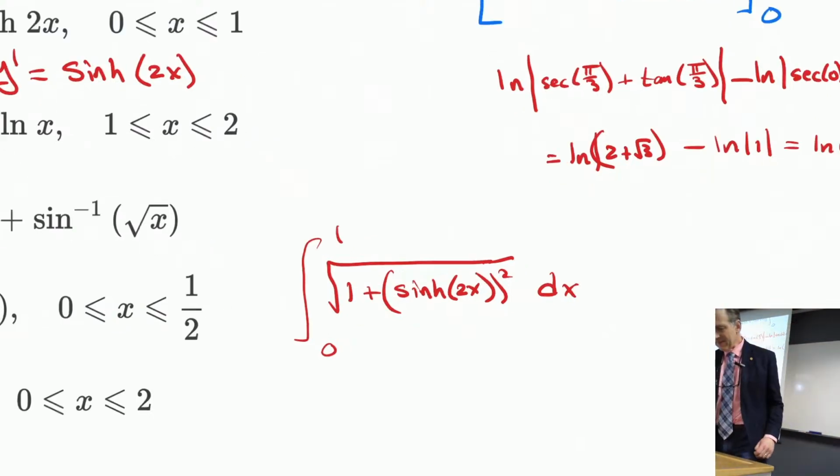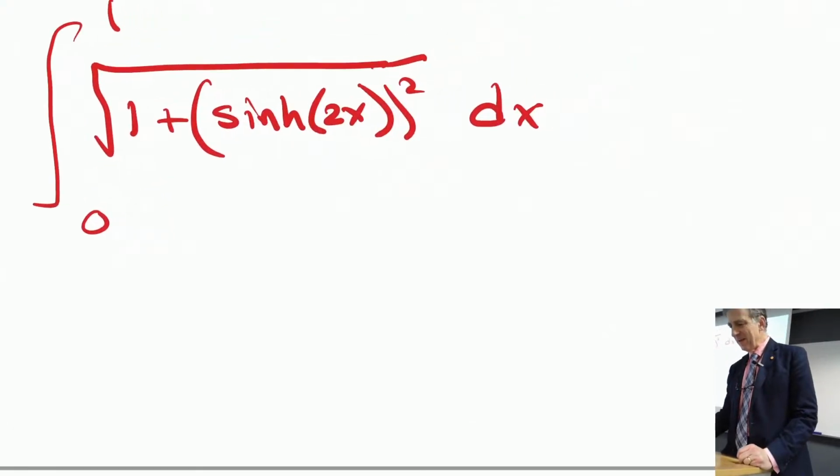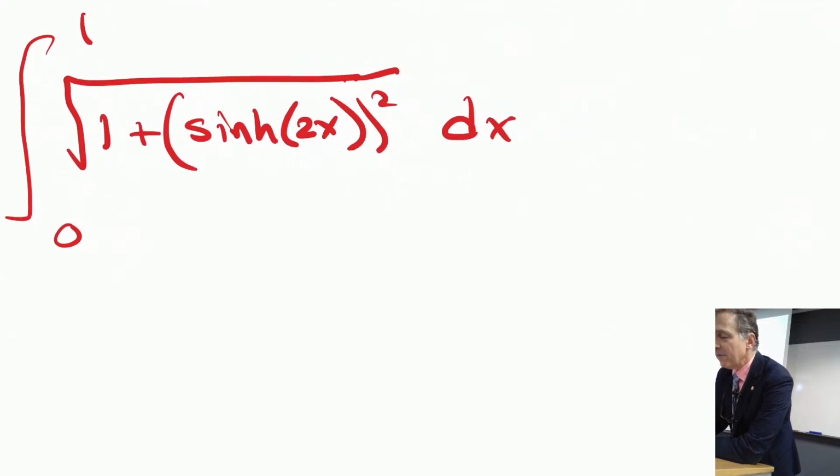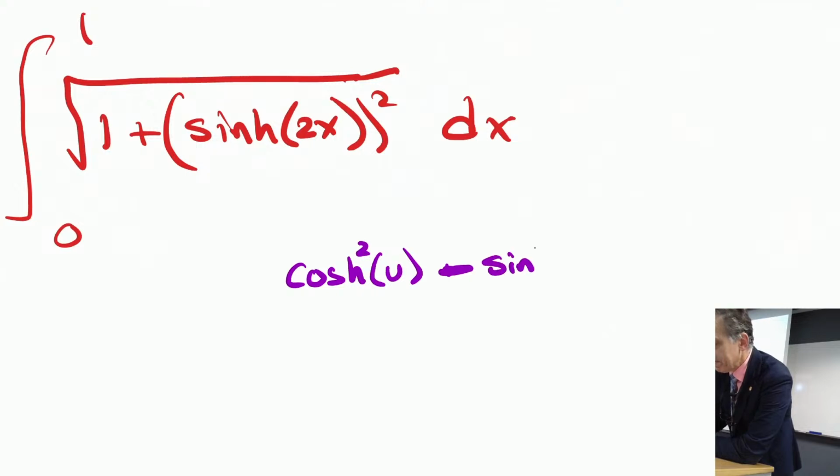Okay, so next, let's deal with this thing. You probably are familiar with the regular sine and cosine identities, but there are similar identities for the hyperbolic sine and cosine. In particular, if you take the hyperbolic cosine of u, square it, and subtract the hyperbolic sine squared, you get 1. So that's the difference between the hyperbolic sine and cosine.